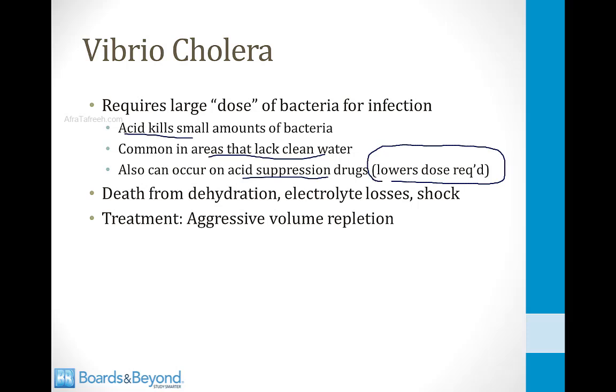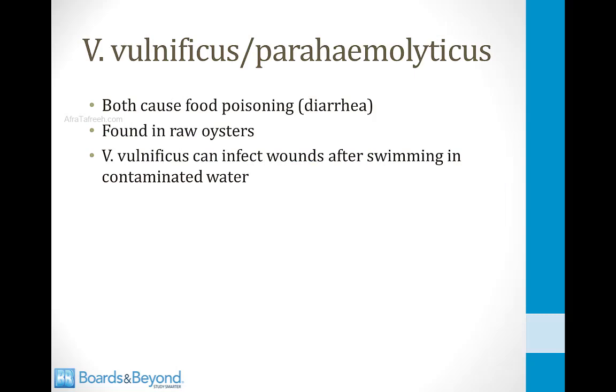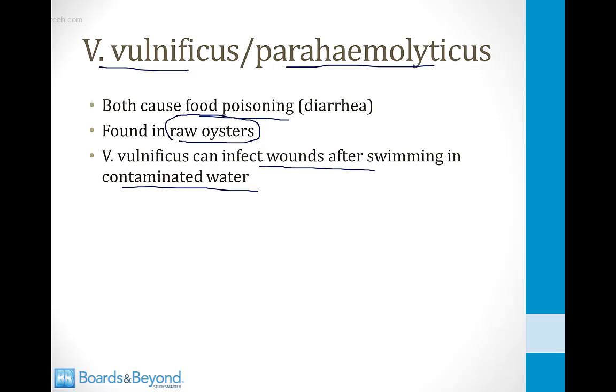People who get cholera have death from dehydration and electrolyte losses, so the mainstay of treating cholera is to replete the volume aggressively until they overcome the infection. There are two other Vibrio you should know about, and those are Vibrio vulnificus and Vibrio parahemolyticus. These are both relatively minor pathogens. They both can cause food poisoning and diarrhea, classically from consumption of raw oysters. And then Vibrio vulnificus can also infect wounds after swimming in contaminated water.